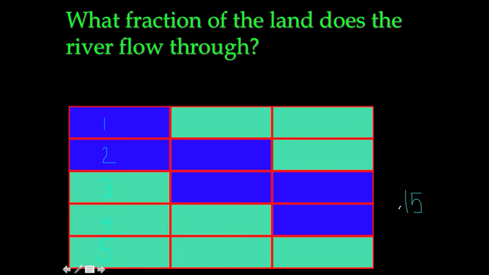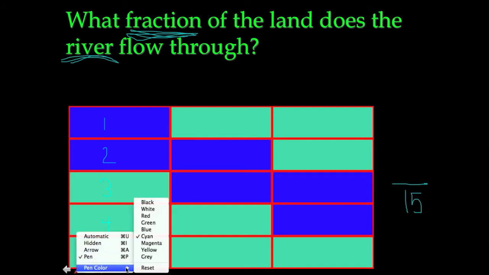Now, what number did we say that was of our fraction? Because remember, we're talking about a fraction. How many numbers make up a fraction? So 15 is our denominator, our bottom number. And the question wants to know, what fraction of the land does the river flow through? So should we count the blue pieces or the green pieces? If we're wanting to know about the river, we need to know about the blue pieces.